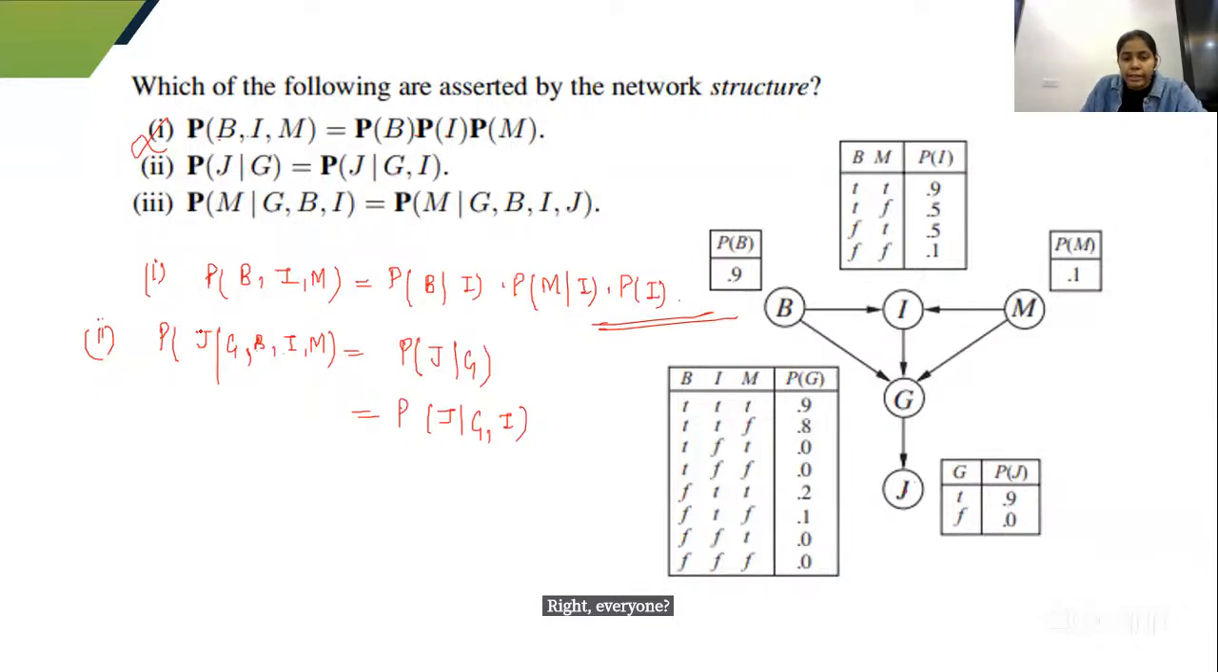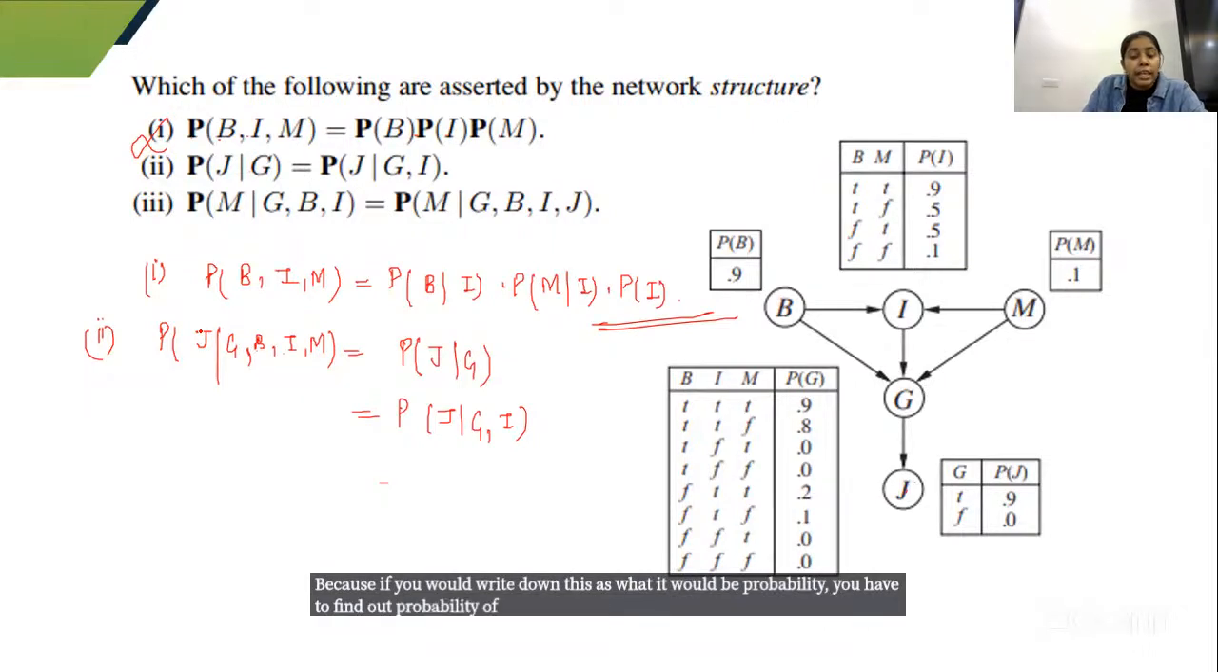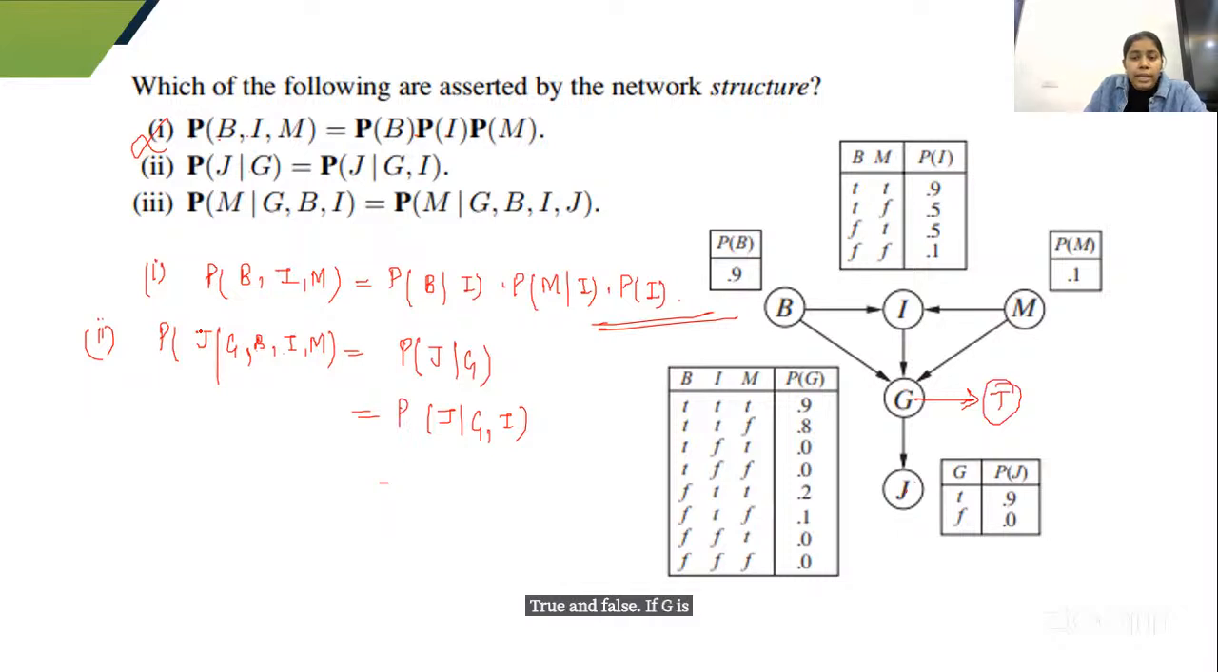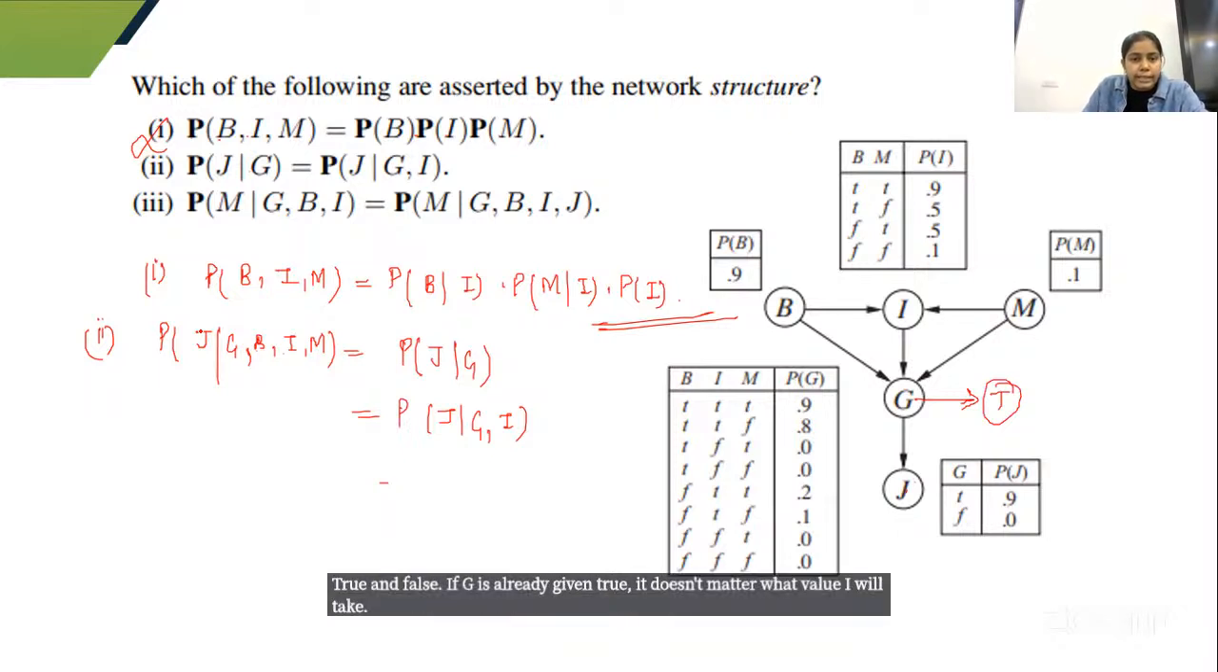Because you have to find the probability of J given G comma I. If G is already given, let's say G can take the values true and false. If G is already given as true, it doesn't matter what value I takes. Do you get it, guys?